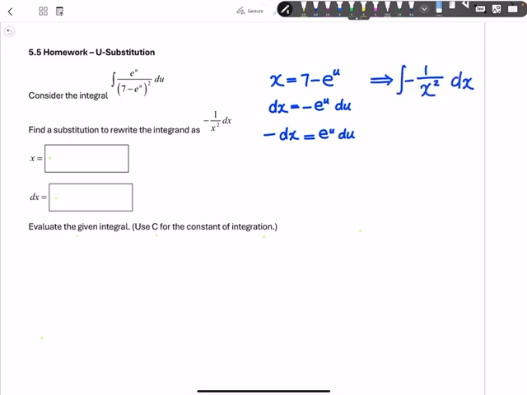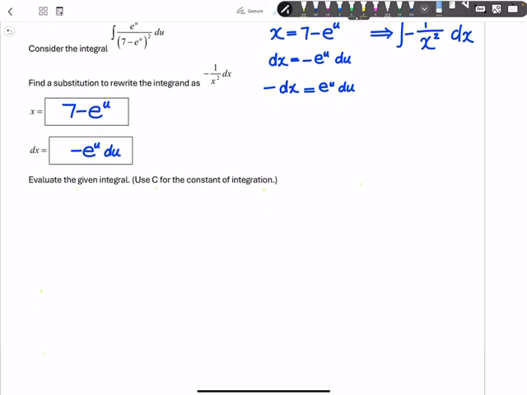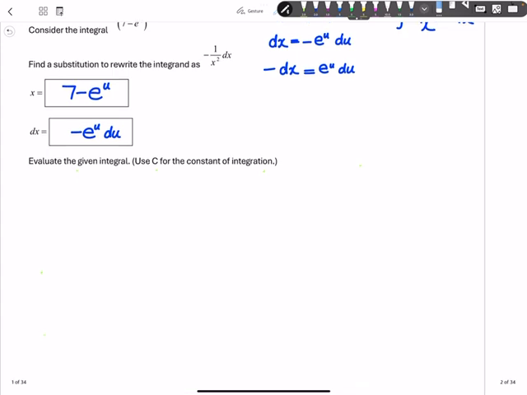So a proper substitution here is going to yield the integral of negative 1 over x squared dx. So I was able to rewrite the integrand as negative 1 over x squared dx. So right there for my x value, I have 7 minus e to the u. And then for my dx, we have negative e to the u du. All right. So next up, we want to go ahead and evaluate the integral. So evaluate the given integral.